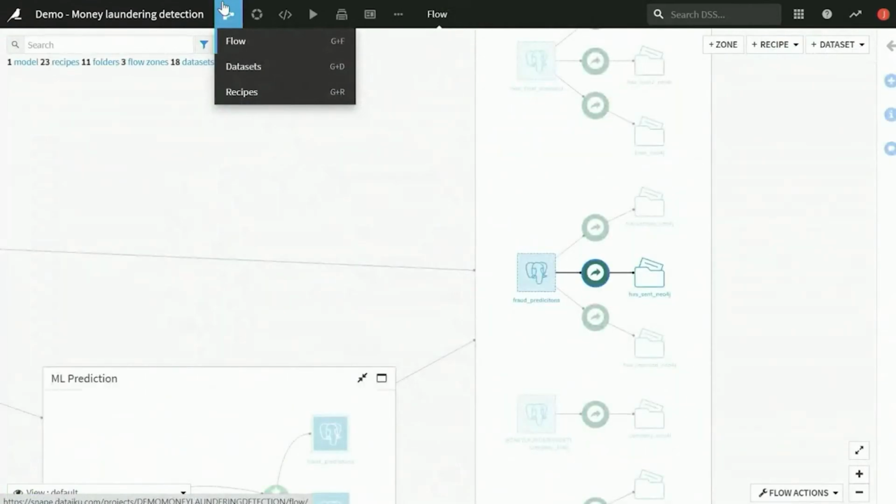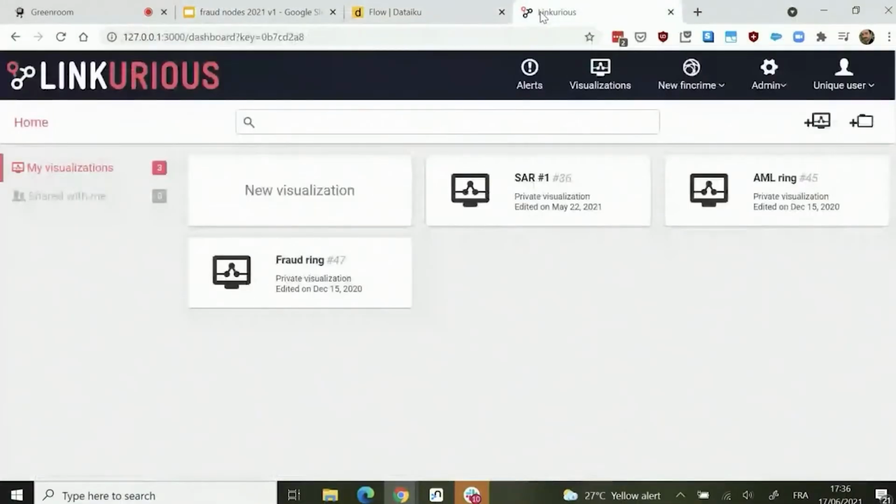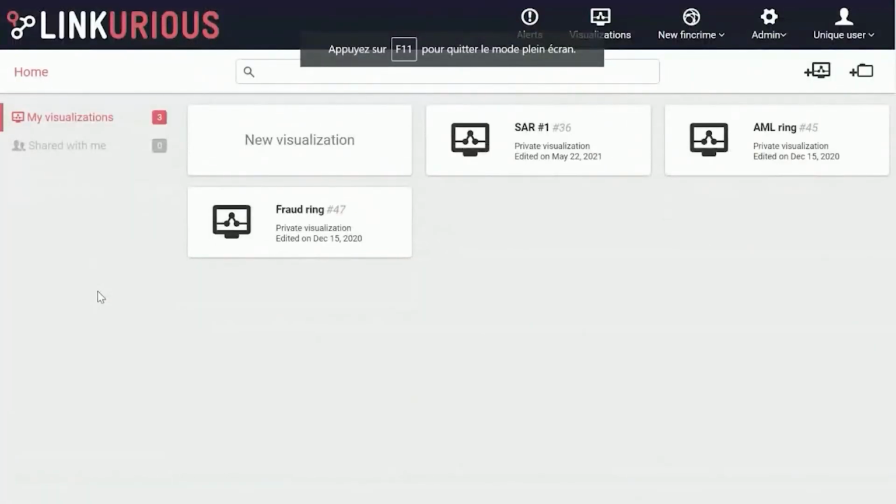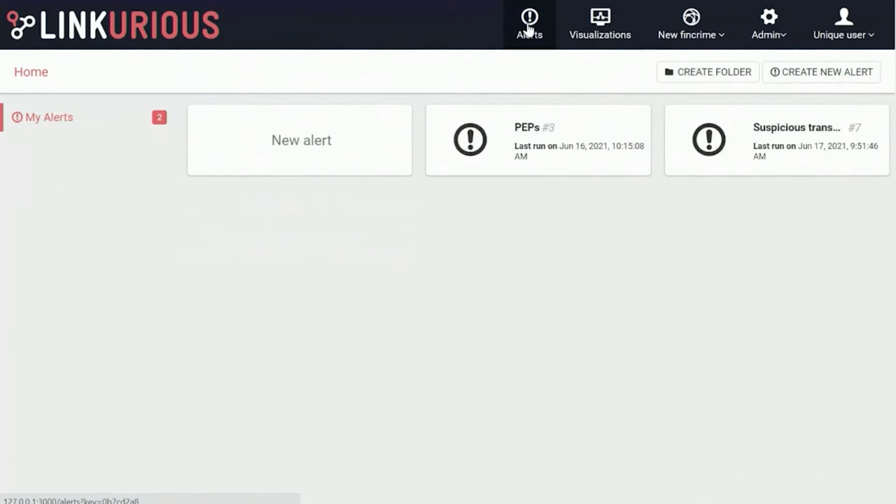Okay, so we have seen how to move from raw data to a Neo4j stored graph now with Dataiku DSS. Now let's talk a little bit about how to actually exploit that. So I'm going to move to Linkurious Enterprise now. Okay, so this is the Linkurious Enterprise UI. That's really where fraud analysts can come and conduct their investigations. We will see how to use the power of machine learning to generate some alerts. So I'm going to go ahead and click on alerts here.